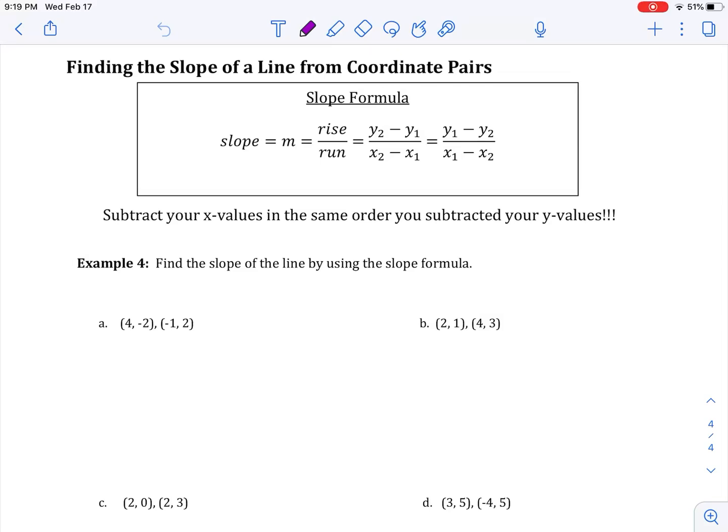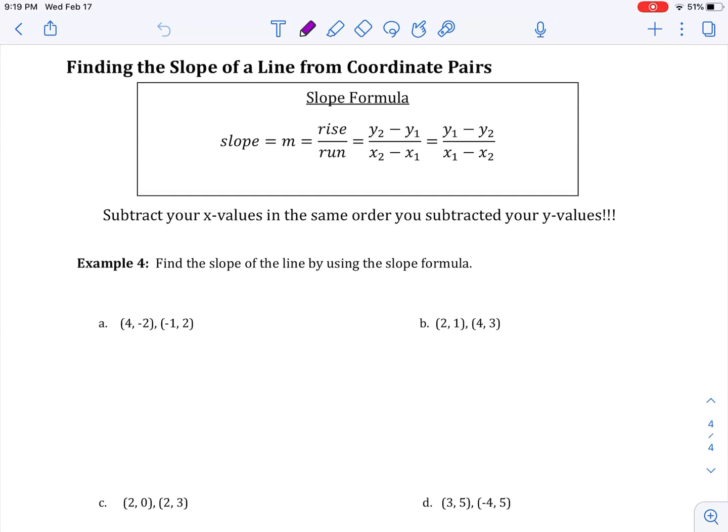The two things we're going to cover in today's lesson are finding the slope of a line from coordinate pairs, and then later we're going to talk about how to graph a line by making an XY chart or a table. All right, so first we're going to find the slope of a line from two coordinate pairs.